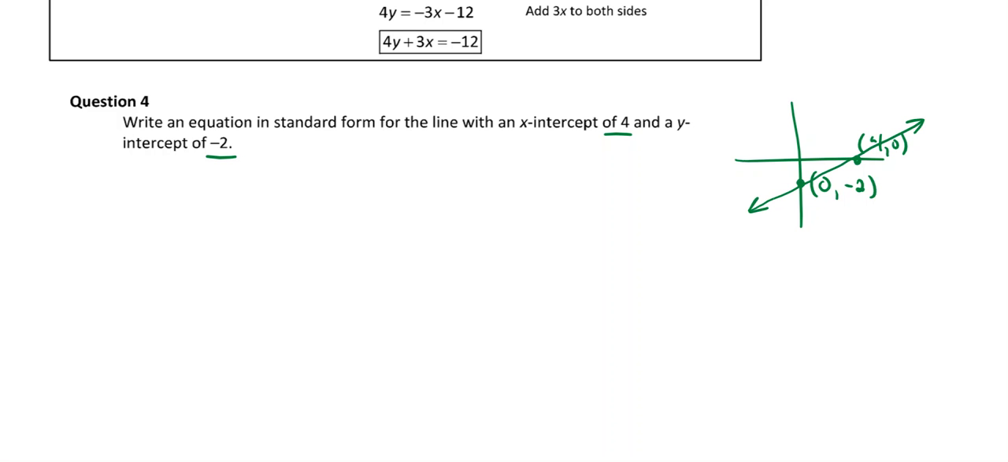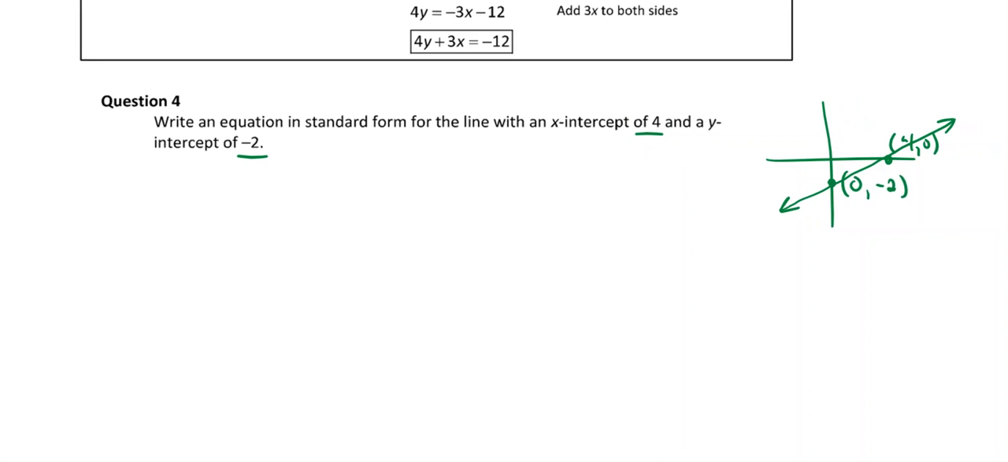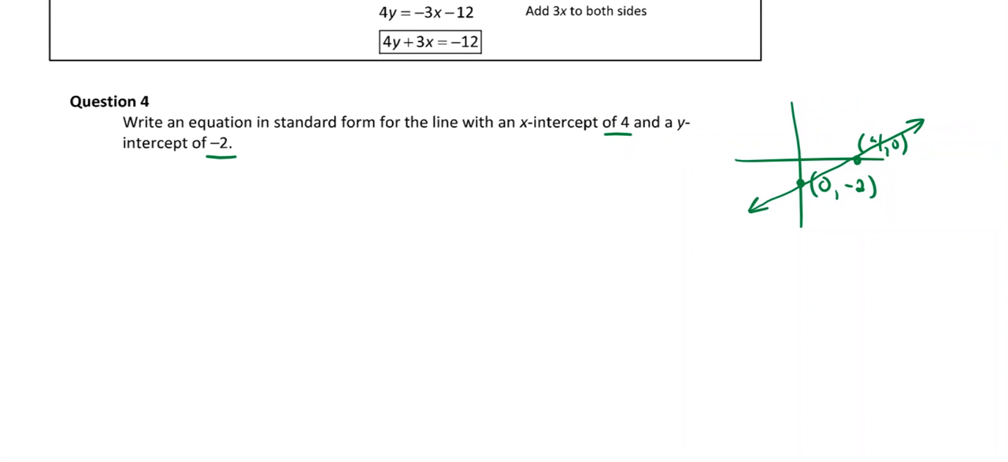Okay, well, we have 2 points, so we can use our point-slope form here. So let's write down our equation first. y minus y1 is equal to m times x minus x1.